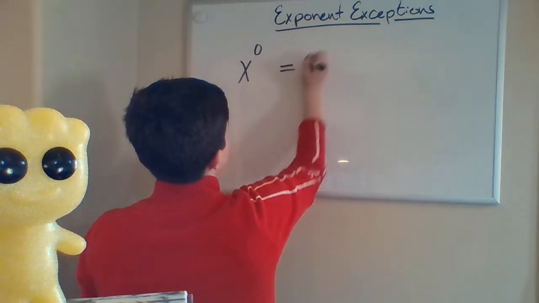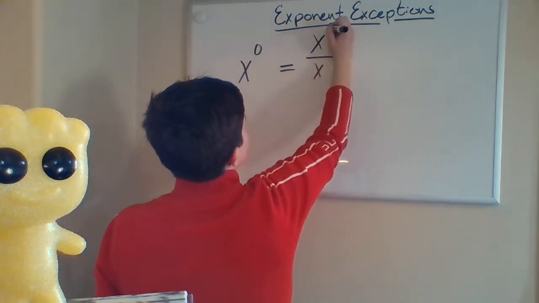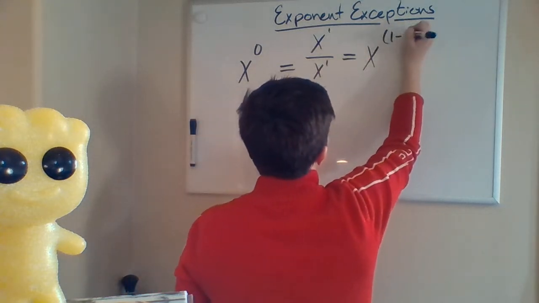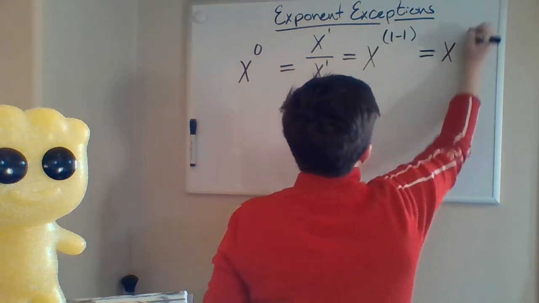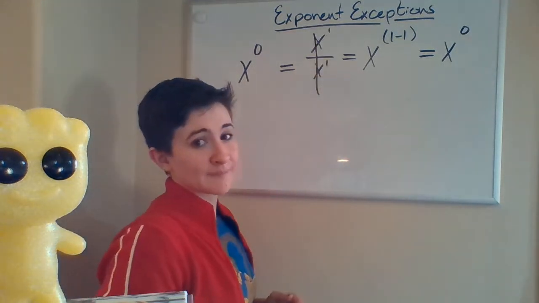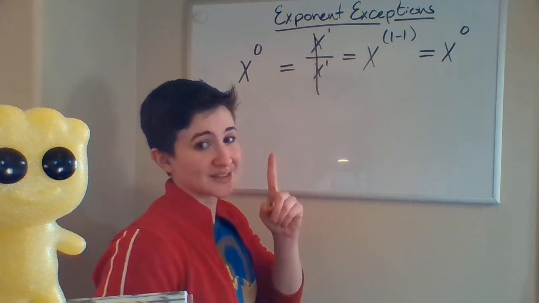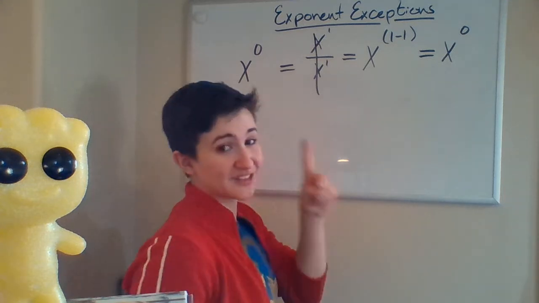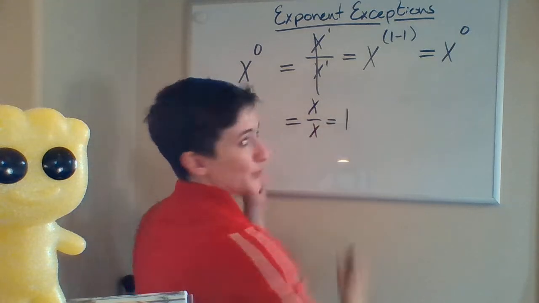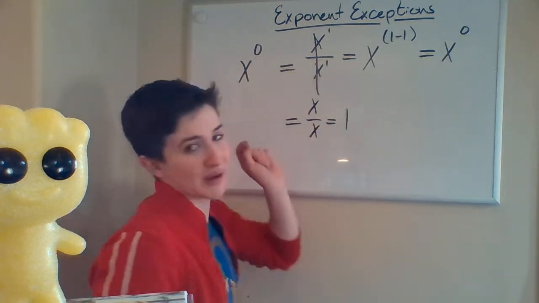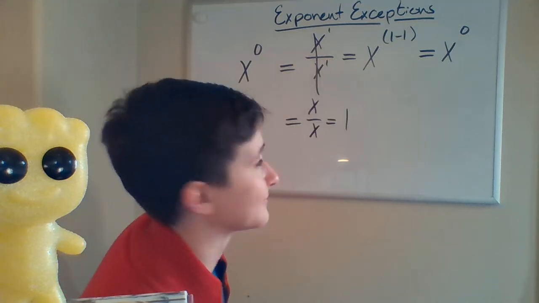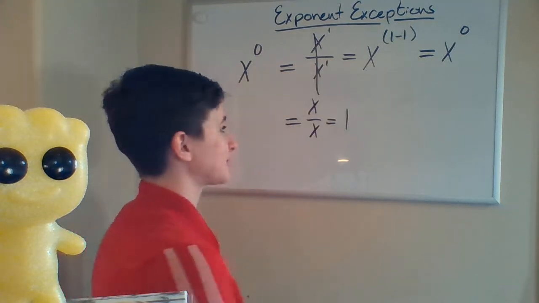This is telling me I had x over x. X to the first power, which, per the last video, means 1 minus 1, which is x to the 0th. When I cancel these out, what do I have? 1. We did that in yesterday's Nearpod. X over x equals 1, which means anything to the 0th power is just 1. That's it. So I made a huge big deal of it yesterday.